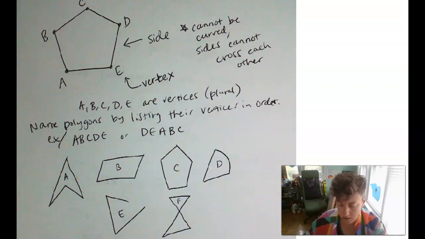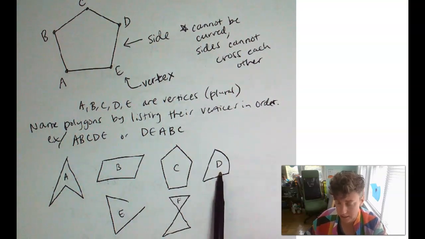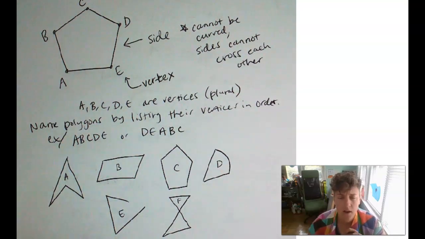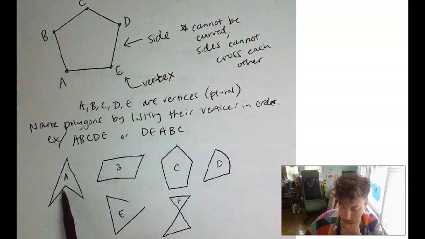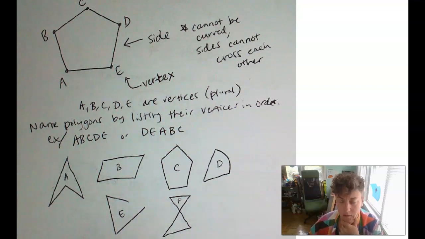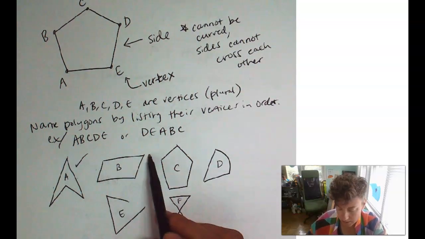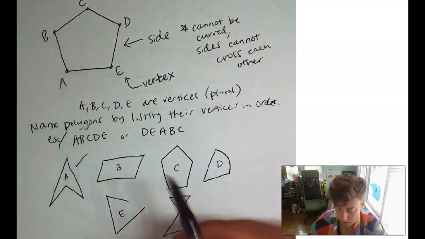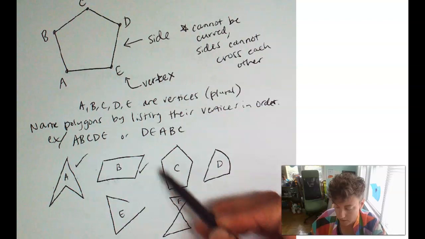All right, here are our shapes. We've got A, B, C, D, E, and F. And we're going to decide if these are polygons. A is made up of only segments. Those segments don't cross each other. So yes, we're good. B is made up of segments. Those segments don't cross each other. Cool. C, same deal. Made up of segments. They don't cross each other.